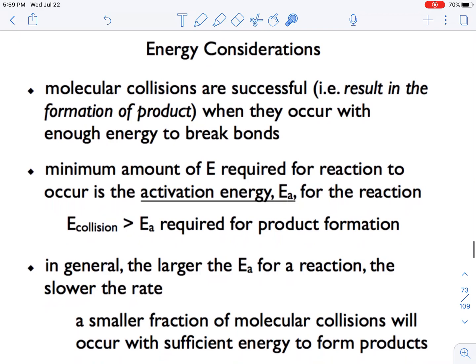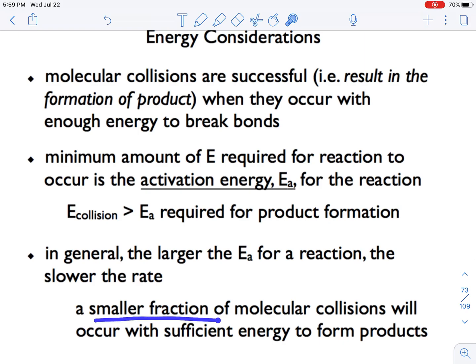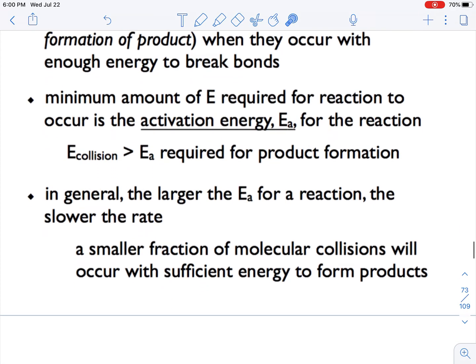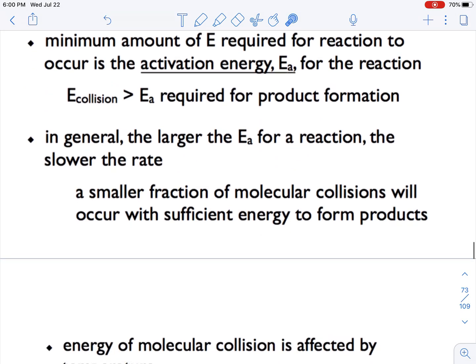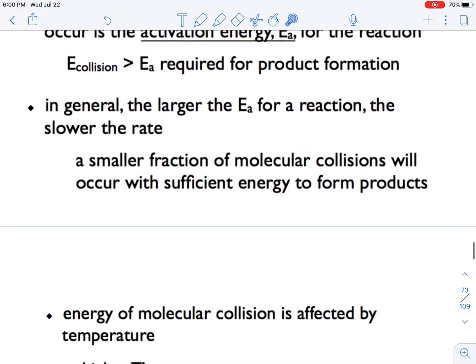And so one can imagine that if you have a large activation energy, you'll have a smaller fraction of molecular collisions that will have the sufficient energy to form product. Whereas if you have a small activation energy, you'll have a higher fraction of molecular collisions that have sufficient energy to form the products. And so if you have, for example, a large activation energy, and you wanted to increase the rate of the reaction, one way that you can do that is by changing the temperature.